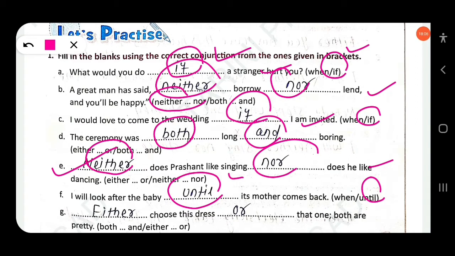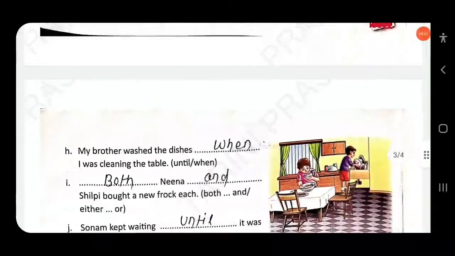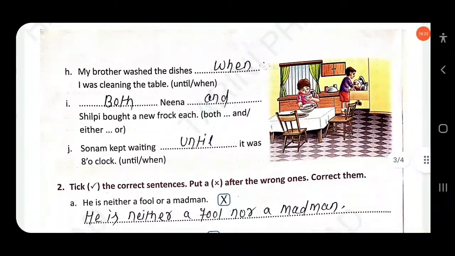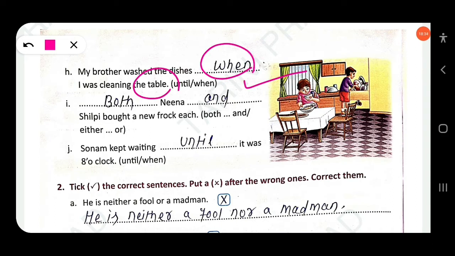Okay, then here, either choose this dress, here choose alternative. Either you choose this dress or that one, both are pretty. Clear? Then next, my brother washed the dishes when I was cleaning the table. That means two actions happening at the same time. My brother washed the dishes when I was cleaning the table.